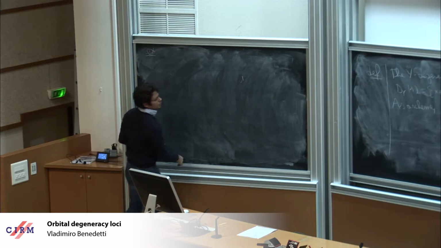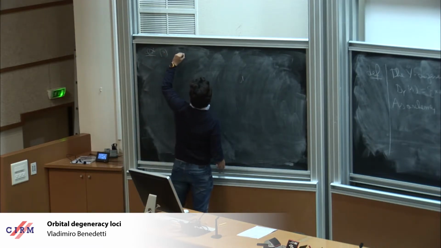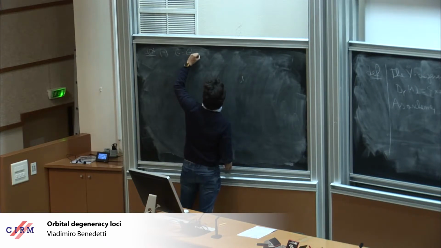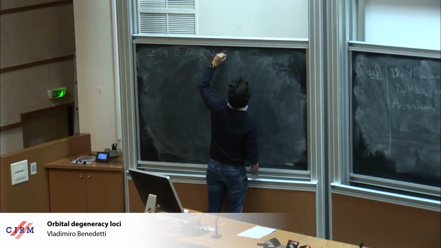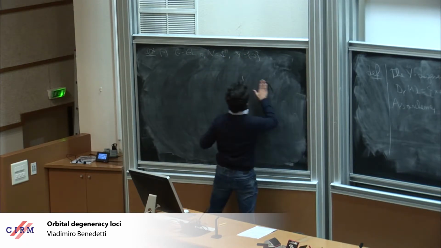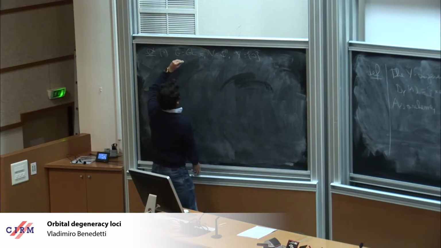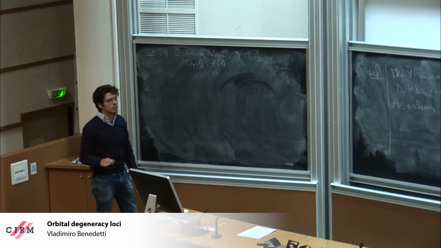So the first example is a trivial one. So we take G just GL_r, and V the standard representation, and Y is just the point 0, right? And so the degeneracy locus of s is the zero locus of the section s. Okay?